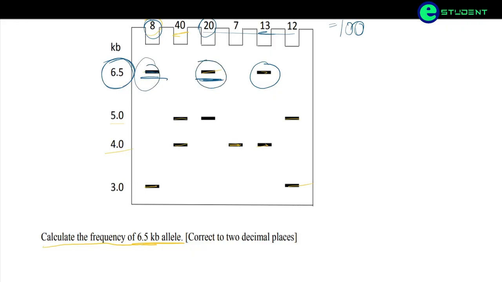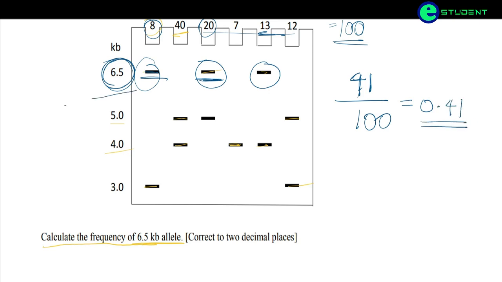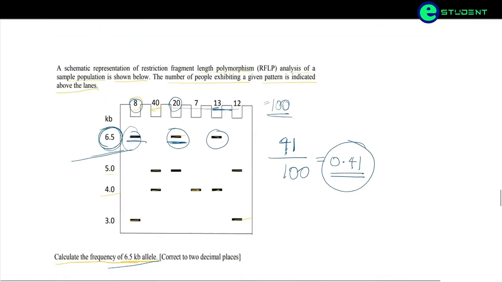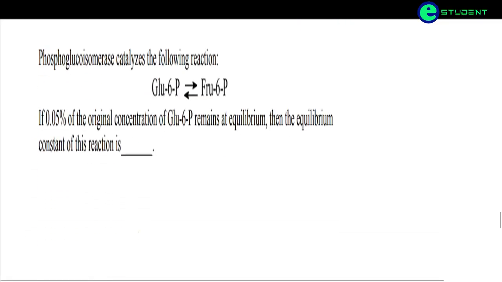These three. So 20 plus 8 is 28, and 28 plus 13 is going to be 41. So 41 people among 100 are showing the 6.5 kb allele. So divided by 100, it will be equal to 0.41. So the frequency of the 6.5 kb allele is going to be 0.41. This is very simple. Now coming to the next question.